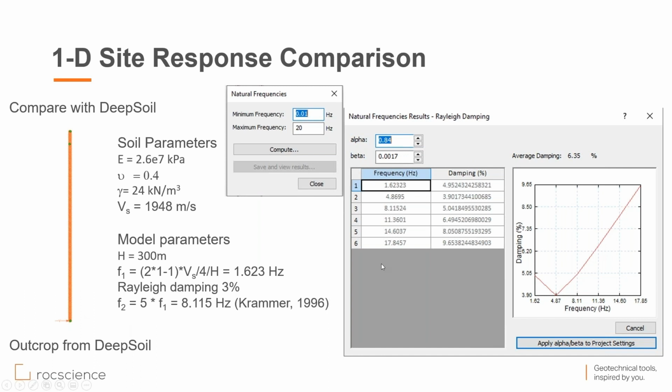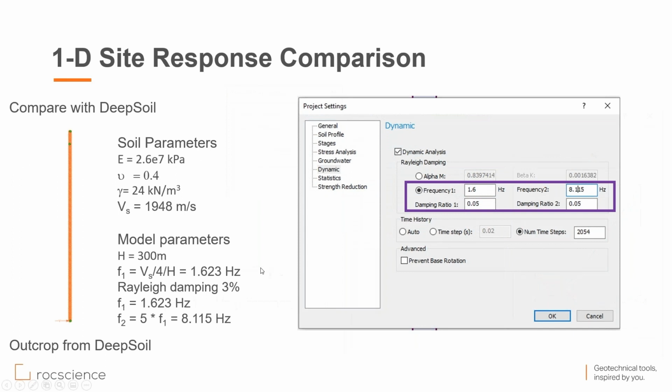And if you look at our natural frequency tools, you can see that we got exactly the same result for the first frequency. And as suggested by Kramer, the second frequency that we use for the Rayleigh damping will be equal to 5 times the first frequency. So here it will be equal to 8.115. And we use the Rayleigh damping of 3% for the models. And having those two frequencies and their damping ratio, we just input those parameters into the project settings.